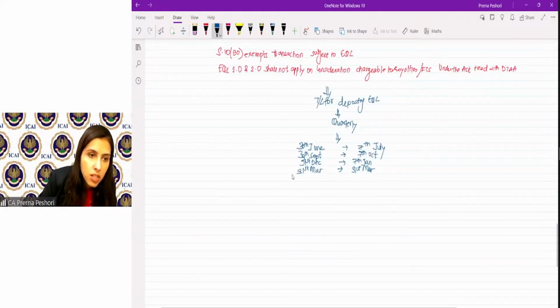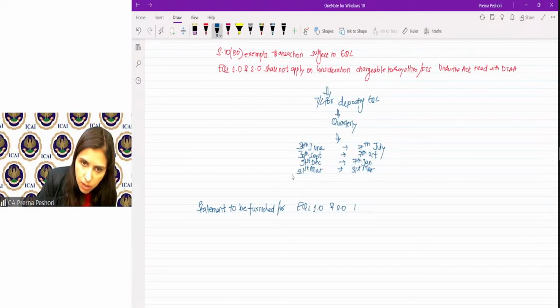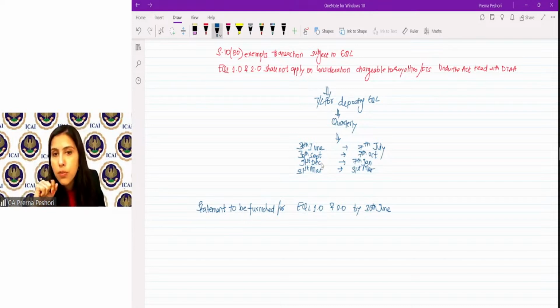So this statement, this is a return to be furnished for equalization levy 1.0 and 2.0 by 30th June. Fine. And this can be revised before the expiry of 2 years from the end of the financial year. Yes. So basically this is the kind of return for the equalization levy.